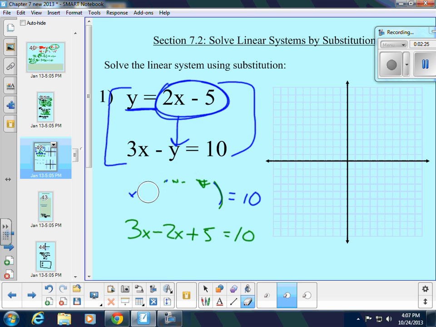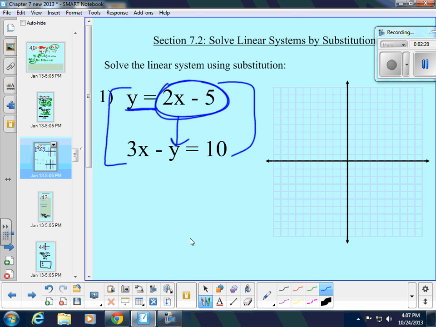Here's another way to think about it as well. Again, this is something you definitely will run into from time to time when you're doing these problems. So this is something I definitely want you to learn and know how to deal with. I'm going to substitute that expression in for y. So it's going to be 3x minus, well then that expression, I'm still going to use parentheses, 2x minus 5 equals 10.